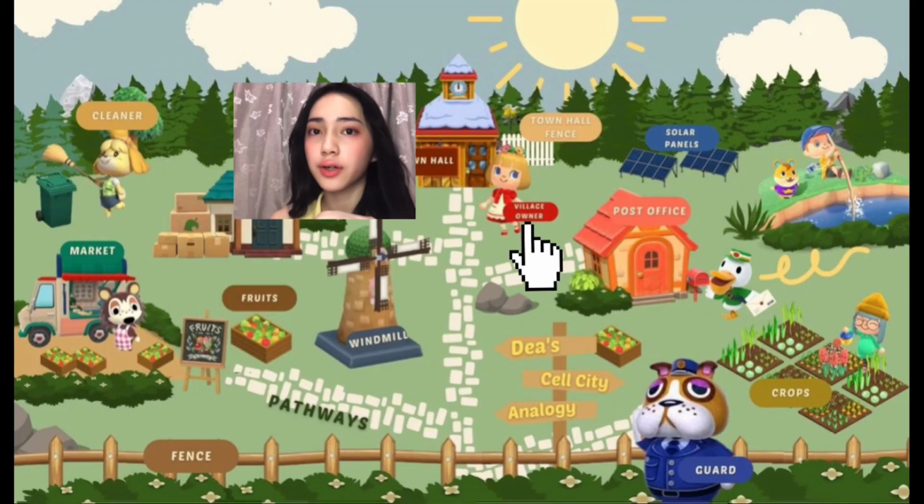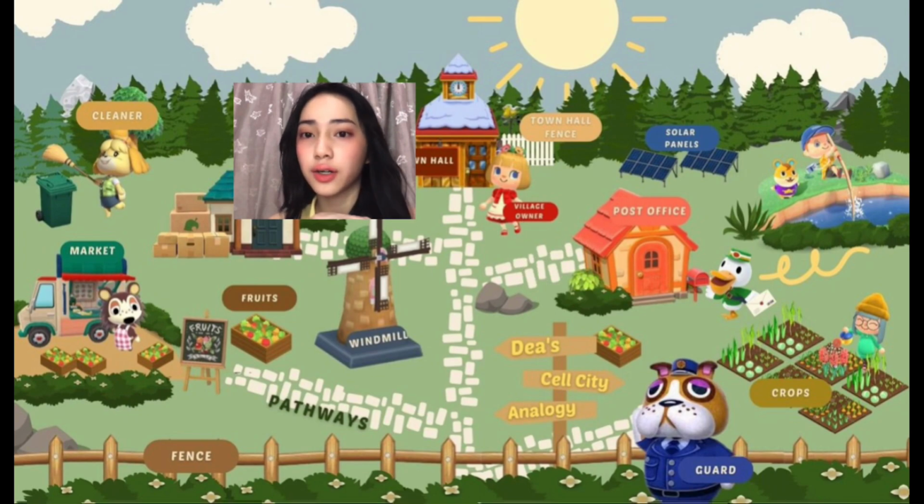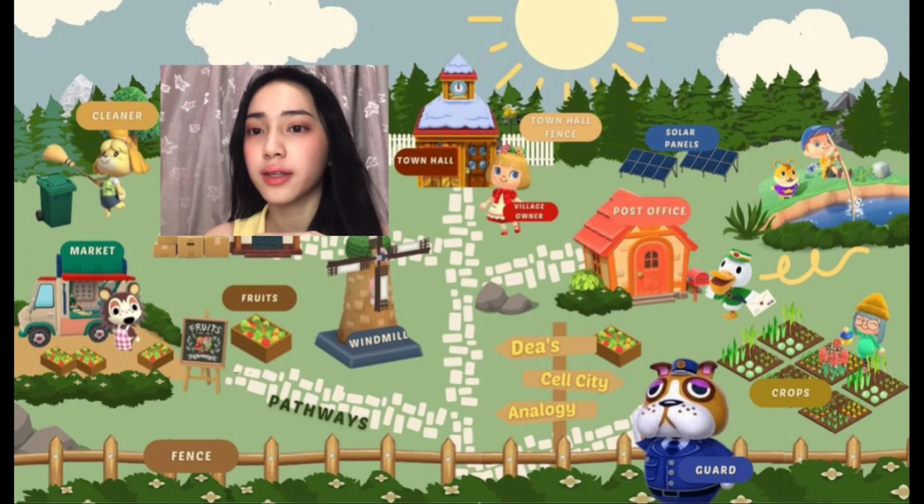Here you'll see the village owner. She is found inside the town hall, and she directs every activity inside the village. She also stores all the records of the city and passes them on as the city grows. We can somehow compare this to chromosomes. Why? Because chromosomes' function is to help ensure that DNA is replicated and distributed appropriately during cell division.